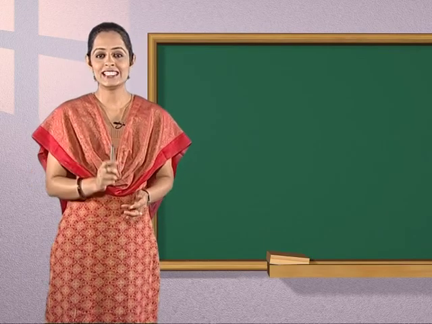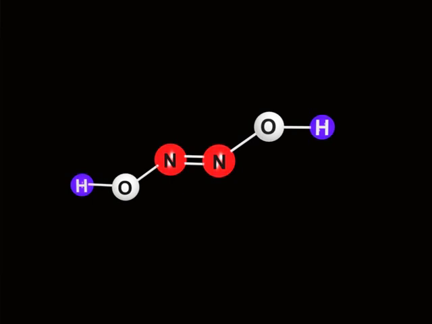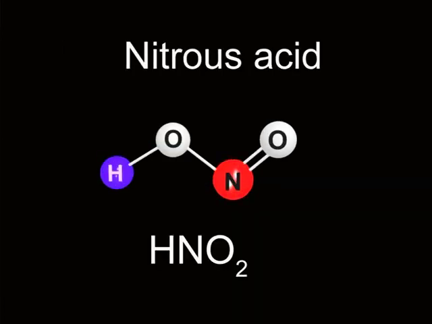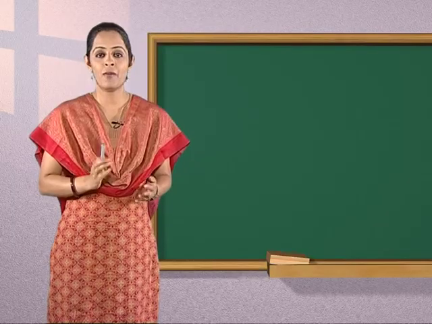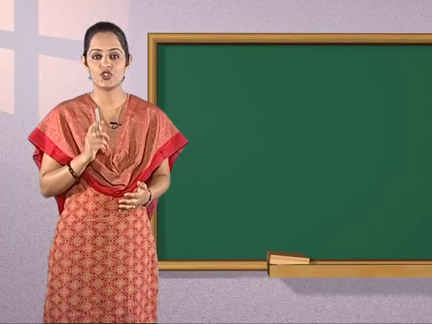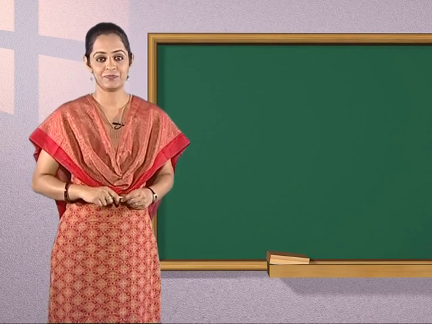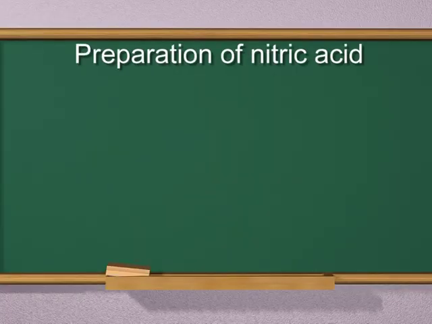Children, let us now learn about nitric acid or HNO3. Nitrogen forms three oxo acids such as hyponitrous acid, nitrous acid and nitric acid. Their structures are as shown on the screen. Among the structures which we saw just now, nitric acid is the most important. We will now learn about preparation of nitric acid.